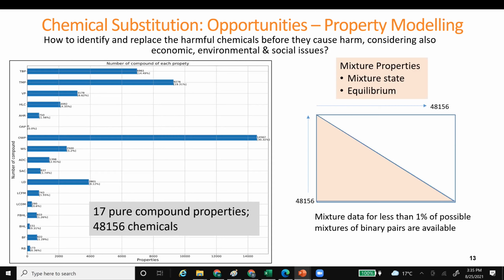From the data that we managed to collect, we have less than 1% of the possible binary mixtures. So there is a huge gap there. How do we fill that out? And if we are involved with some chemicals that fall in other areas, how do we cover that? So the opportunity to fill the gap is there.